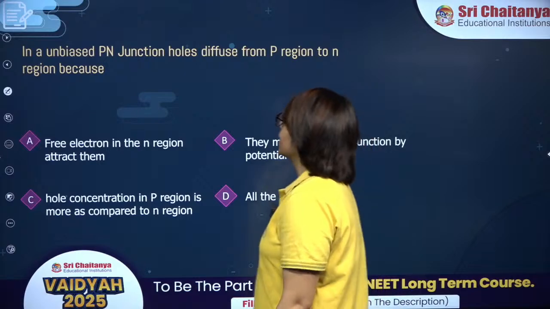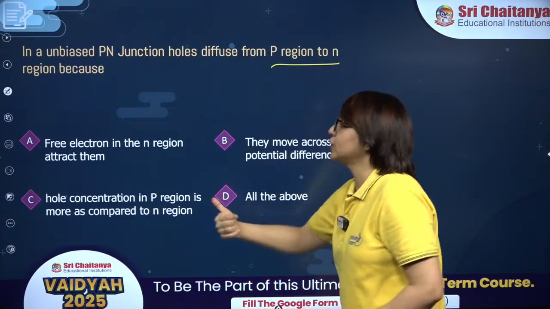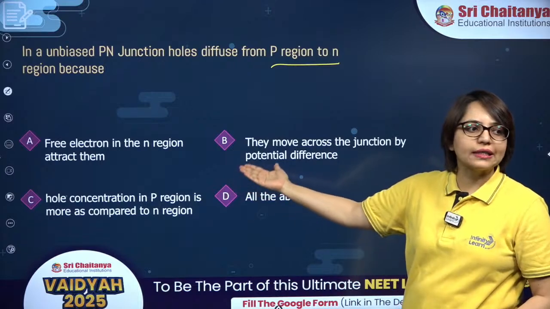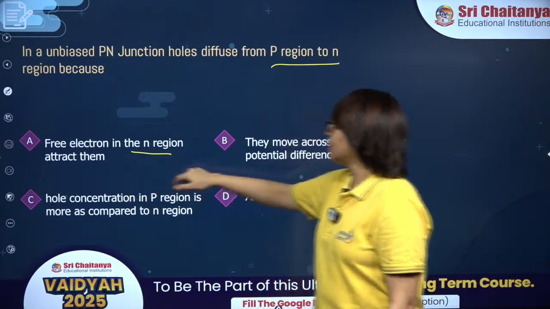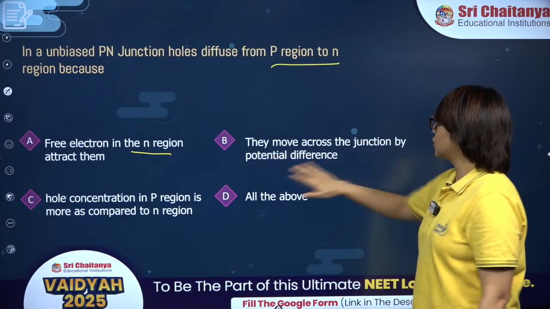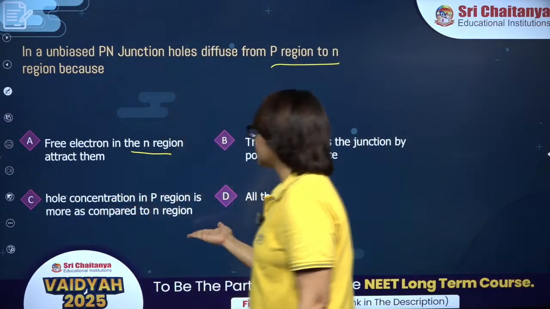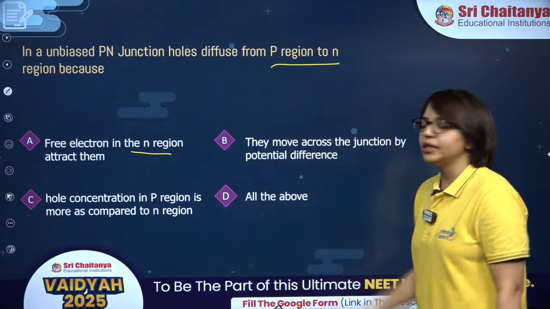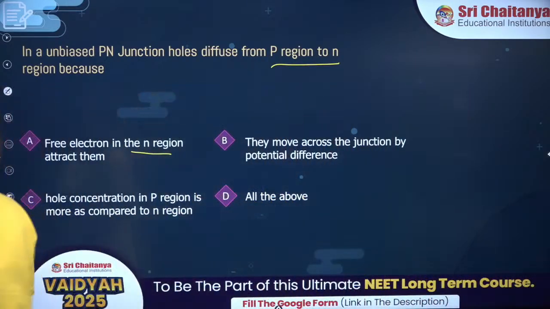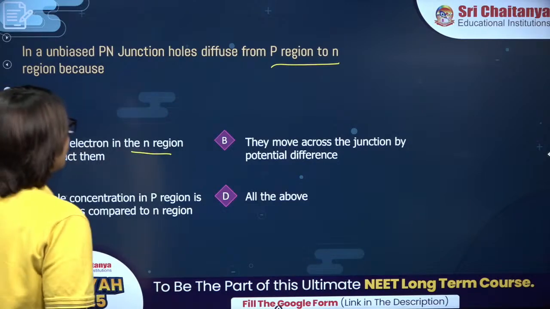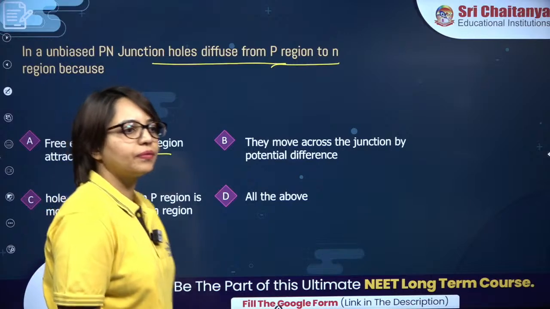In an unbiased PN junction, holes diffuse from P region to N region because which of the following is correct? Option A, free electrons in the N region attract them. Option B, they move across the junction by potential difference. Option C, hole concentration in P region is more as compared to N region. Option D, all of the above. Chaliye, try this one. This is again from semiconductor. Why do holes diffuse from P region to N region?